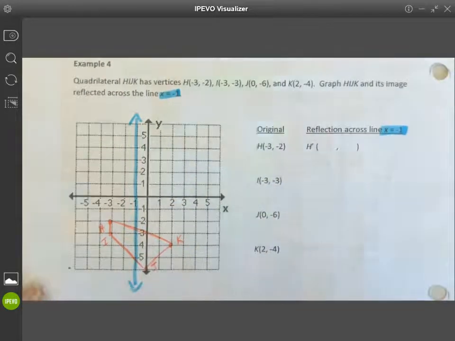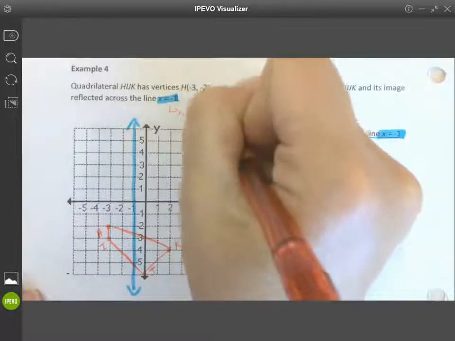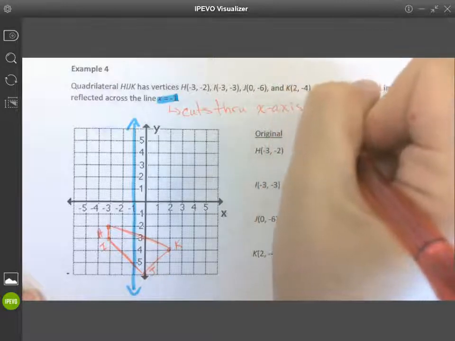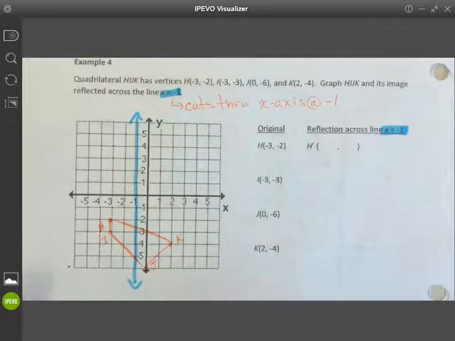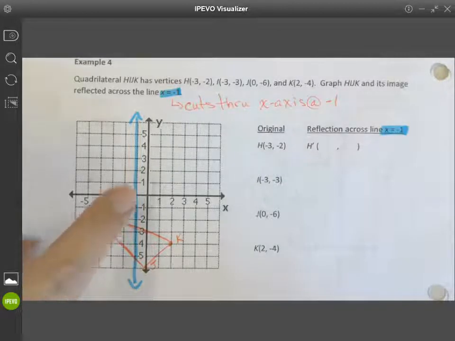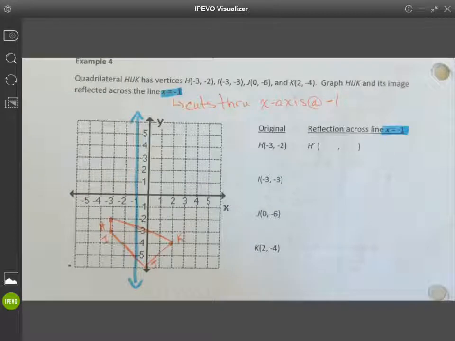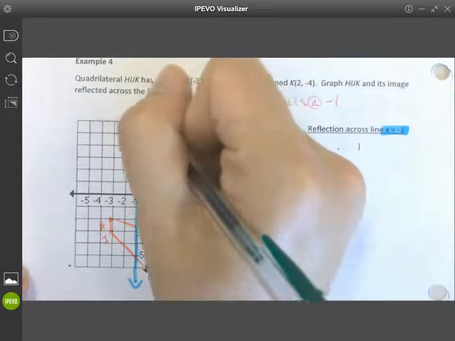So how can I remember this? When it says x equals -1, what's it do? It cuts through the x-axis at -1. Okay, so now we need to reflect it. The big reason I'm asking you to use a highlighter or a colored pencil is because it is so easy to be drawn back to the y-axis because it's that thicker, bolder line, right? So I am ignoring that and I'm reflecting over the line x equals -1.